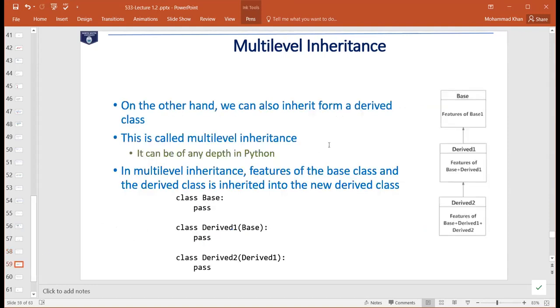Now to use an inheritance structure like this, here derived 1 is from base 1. So for derived 1, your parent class is the base class, and derived 2 is using derived 1 as the parent class. So basically we are providing the name of the class, similar to a function argument.